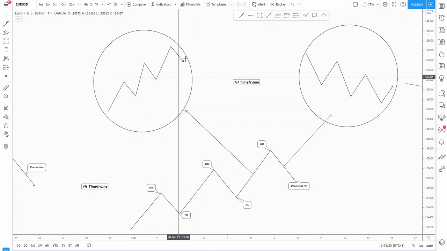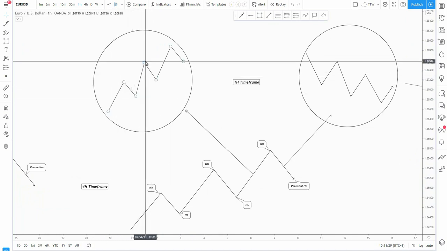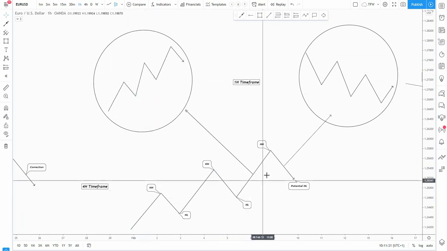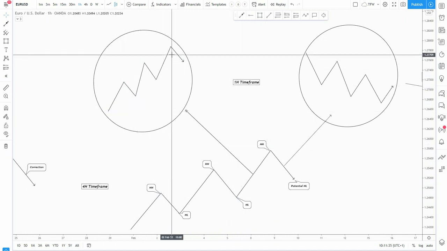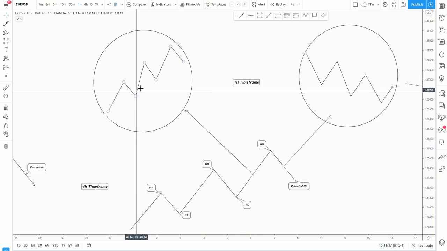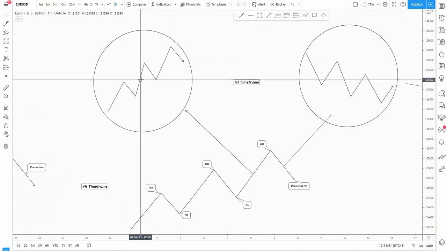Can you recognize this? This is the same. This is impulse, correction, and creation of higher highs and higher lows. And just this one line right there, this one push, it's creating this structure on the hourly time frame, an uptrend, right? Can you trade it? Absolutely yes. This is how you actually day trade, right?